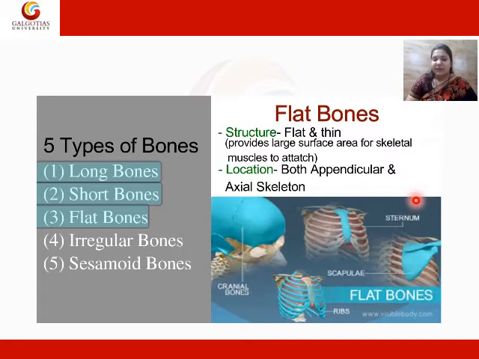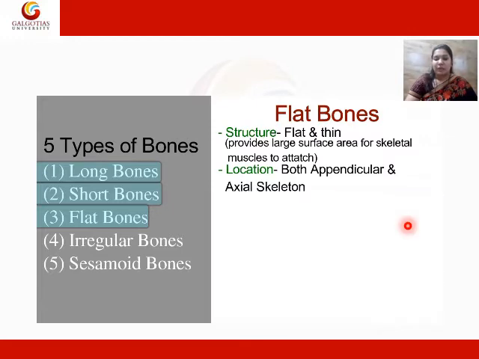In the axial skeleton, they are found in the cranium or the skull. All the skull bones are flat bones. In the rib cage, it is found in the sternum. The sternum is also a flat bone. The ribs, all ribs are flat bones. In the appendicular skeleton, the scapula is a flat bone, and also the ischium part of the hip bone is a flat structure. These all are flat bones.